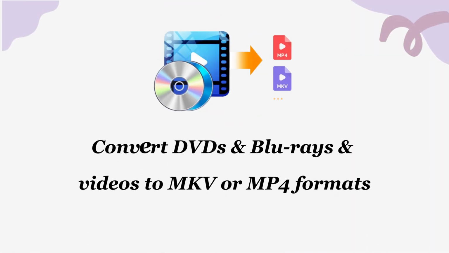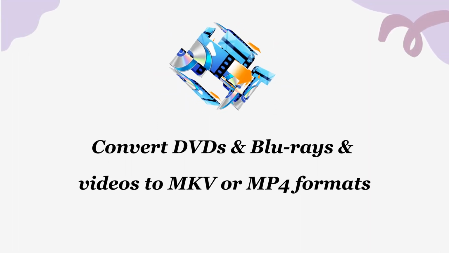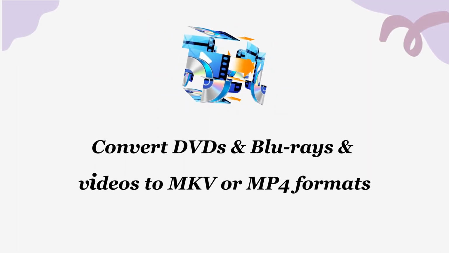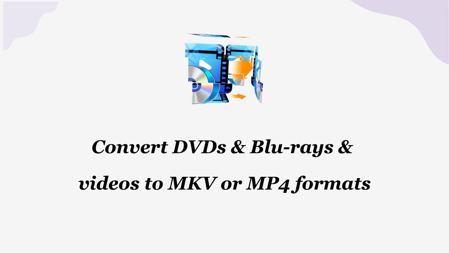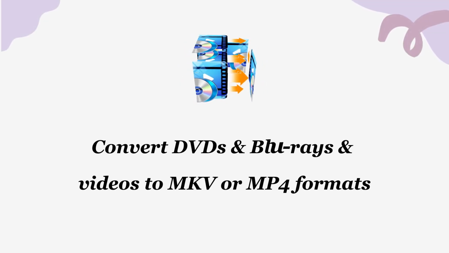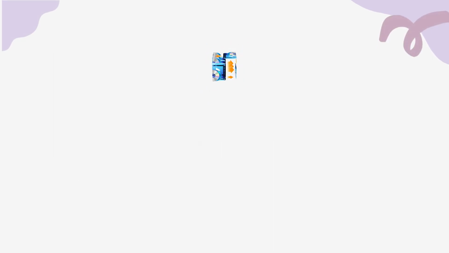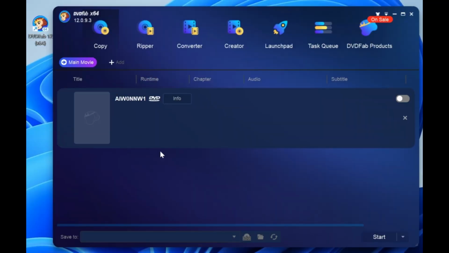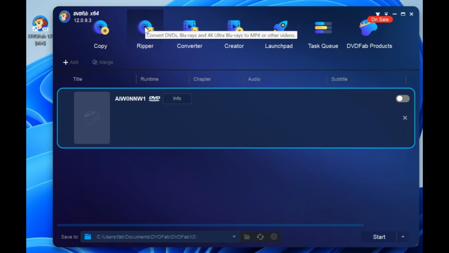Third, DVD, Blu-ray, and video conversion. DVDFab HD Decrypter allows you to convert DVDs, Blu-rays, and videos to MKV and MP4 formats. The output files can be compatible with your different devices. Now let's get back to the main interface again. This time we are going to choose the ripper module for DVD or Blu-ray conversion. If you want to convert a digital video, just choose the converter module.